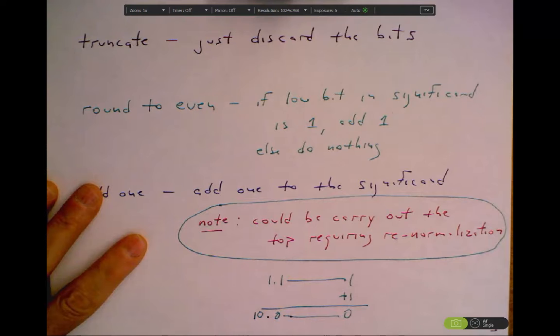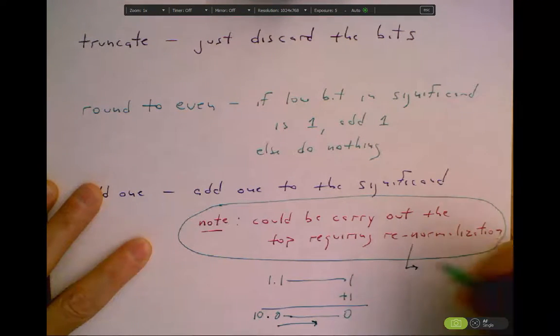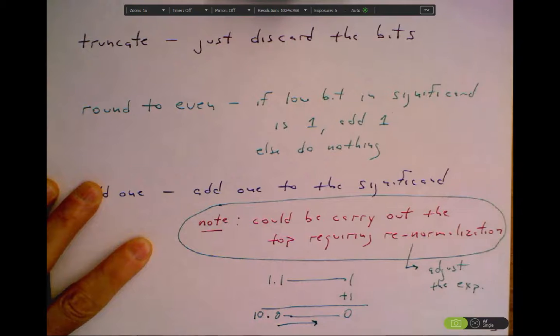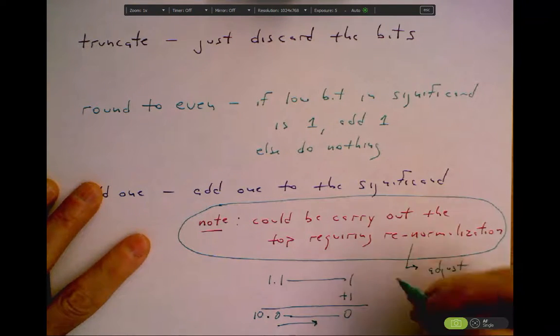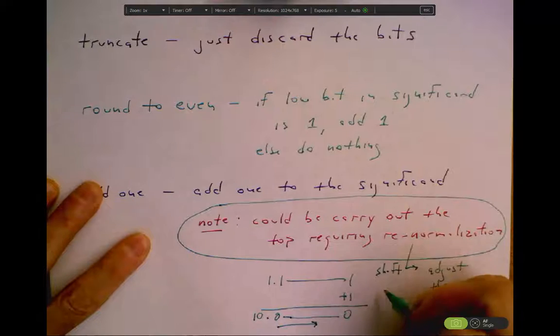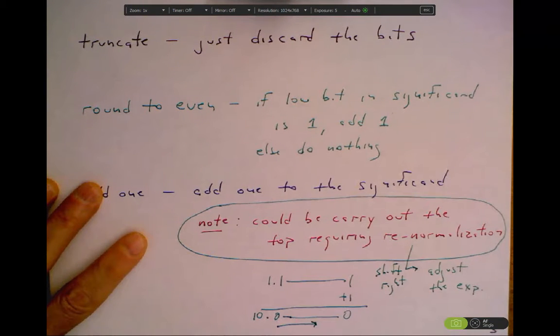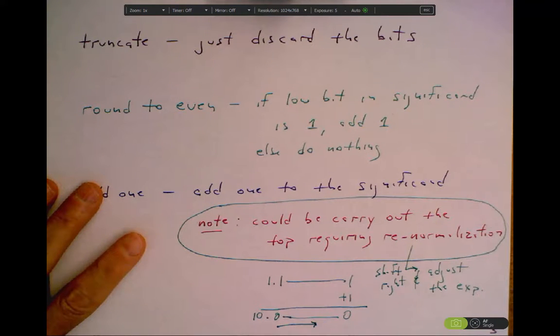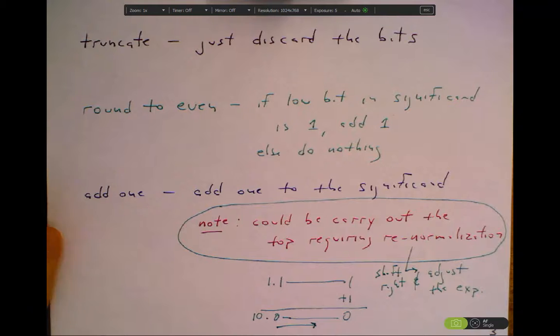Okay, that number is no longer normalized. Right, I've got a 0 and a 1 to the left of the radix. So you'd have to shift it back right, and adjust the exponent. So shift right, and adjust the exponent. So that's one special case you got to keep track of.